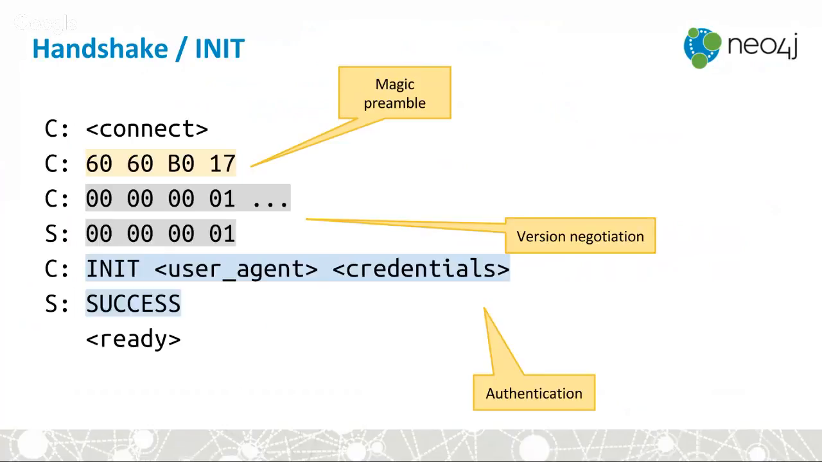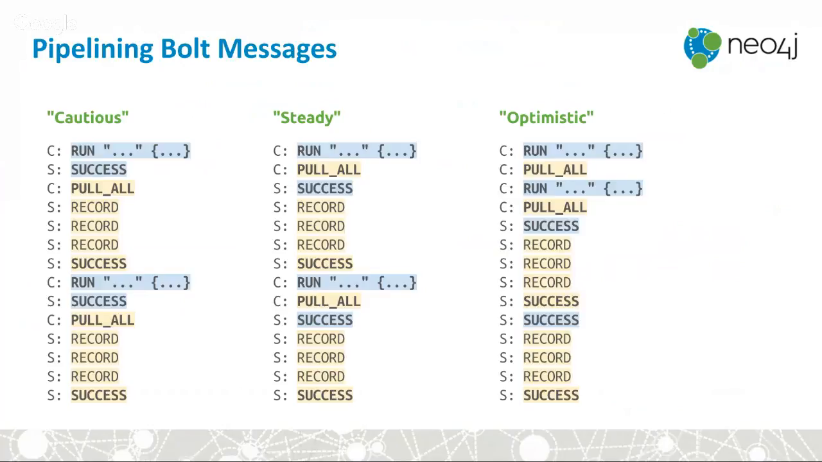So at the setup of a connection, there's an initialization phase. We send an identifier to say that we're speaking Bolt. We negotiate the version of the protocol that we're speaking, and we run an initialization message that lets us log in, authorize ourselves to actually use the database. And then if all goes to plan, we can then use run, which is the message for sending Cypher, along with pull all, which is the message for retrieving data back to the client.